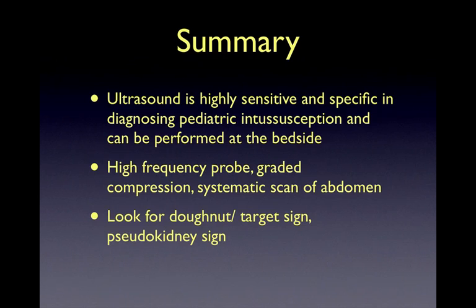In summary, ultrasound is highly sensitive and specific in diagnosing pediatric intussusception and can be performed fairly easily at the bedside. A high-frequency probe is recommended in order to visualize the relevant anatomy, along with graded compression technique and a systematic approach in scanning the abdominal cavity. In scanning for intussusception, one should look for the donut or target sign, the pseudokidney sign, as well as closely stacked layers of bowel in the abdominal cavity in the transverse, oblique, and longitudinal views.